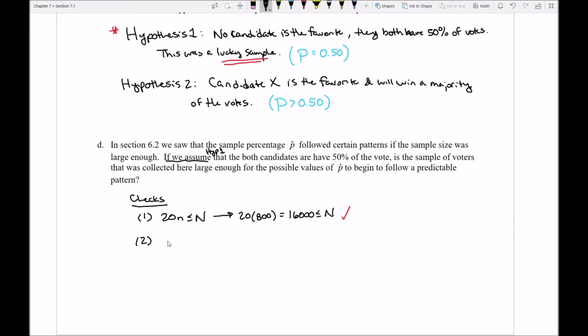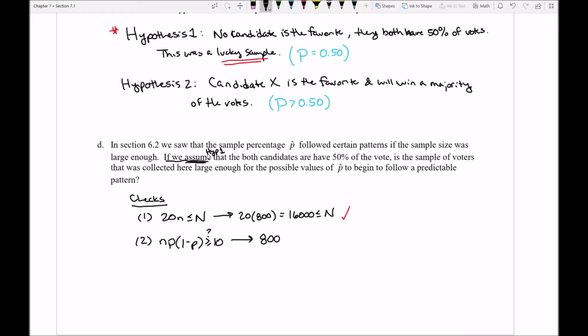Now let's take a look at number 2. Remember that in number 2, we needed to have n times p times 1 minus p to be greater than or equal to 10. This was the thing that was in question. Well, here I can see that automatically my value of n is going to be 800, but what's my value of p? Notice I don't have a value of p at the moment. And this is why it's so important that we have an initial assumption. We have to start assuming that the value of p is something.